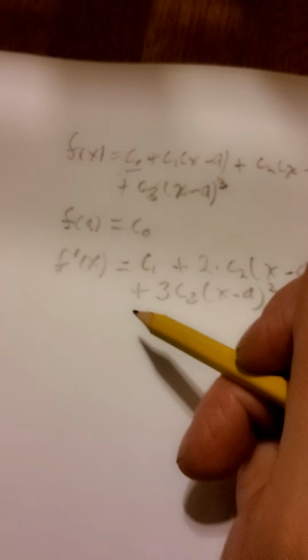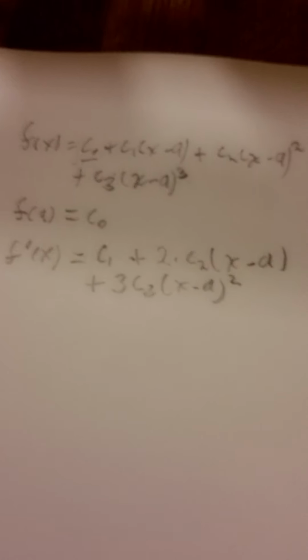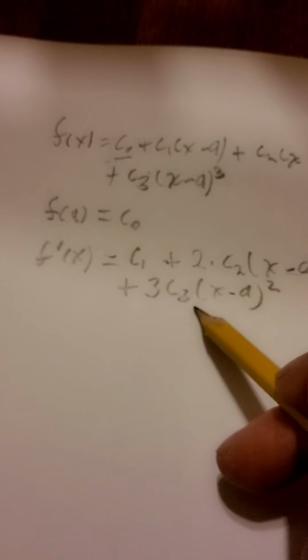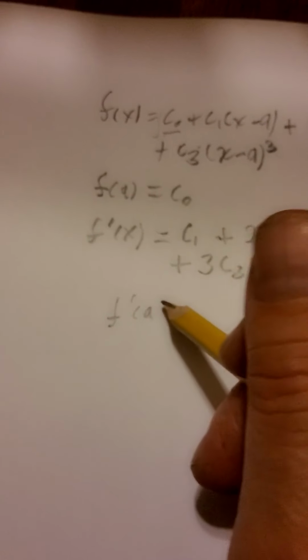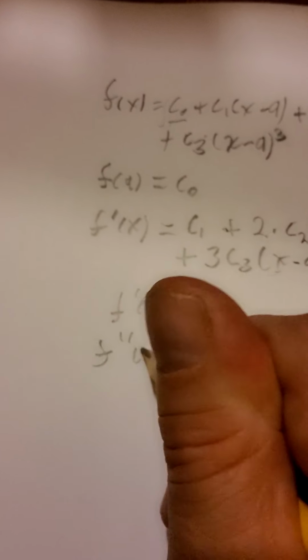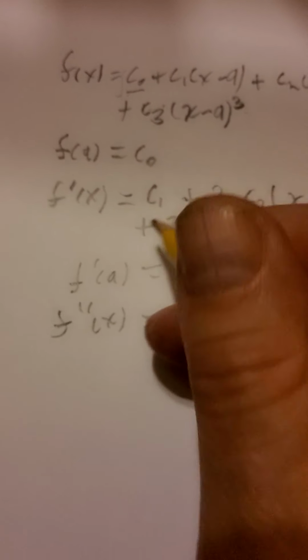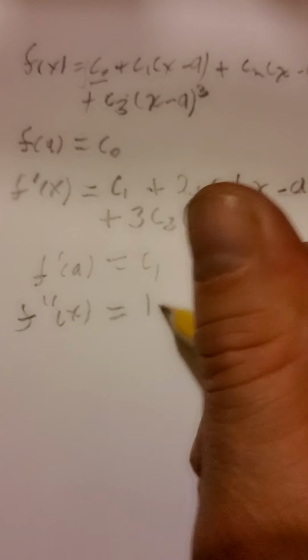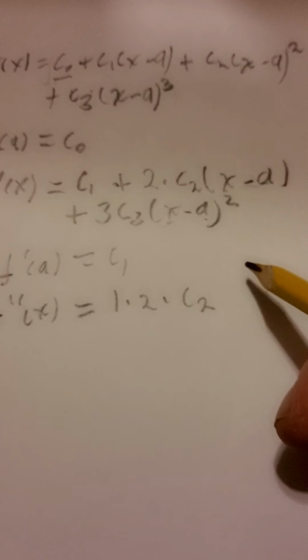Okay, and now if I set x equal to a in f prime, what's going to happen? Well, that's going to go to 0 because a minus a is 0. So all you're going to have left is f prime of a equals c1. And then I take the second derivative of x, and I will have, c1 is going to go to 0. So I'm going to have 1 times 2. I'm writing it this way for clarity. Times c2. Okay.